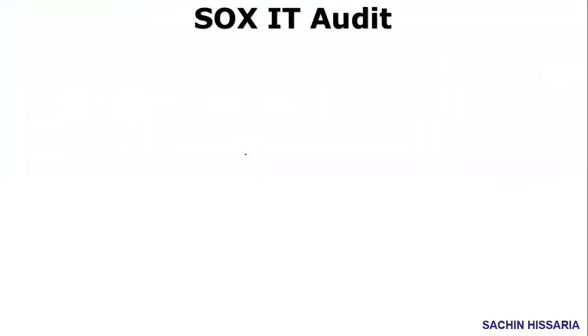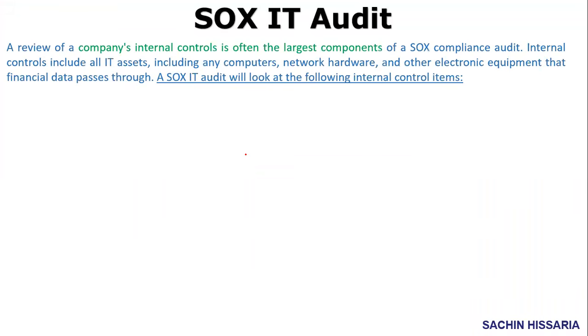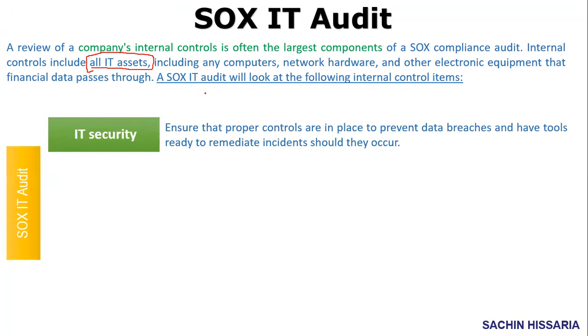Now let's see what is SOX IT audit. Okay, as a part of SOX IT audit, what you need to do and what are the domains that we generally verify. So a review of the company's internal control is often the largest component of a SOX compliance audit. Internal control includes the IT assets. Okay, so the internal control also includes the IT related assets and their components. So basically in SOX IT audit, we verify these four domains.